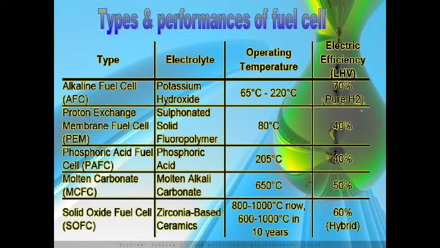There are different types as well as performance of fuel cell. Likewise, AFC, alkaline fuel cell, PEM, proton exchange membrane fuel cell, phosphoric acid fuel cell, molten carbonate fuel cell, solid oxide fuel cell. All these types of cells differ with the use of different electrolyte. Obviously, different reactions also take place in those cells. Operating temperatures are different, and electric efficiency is also given, which varies accordingly.